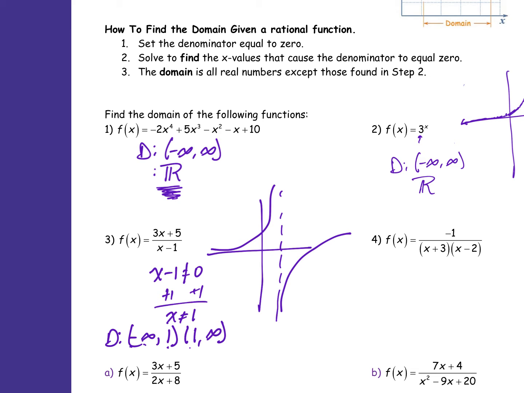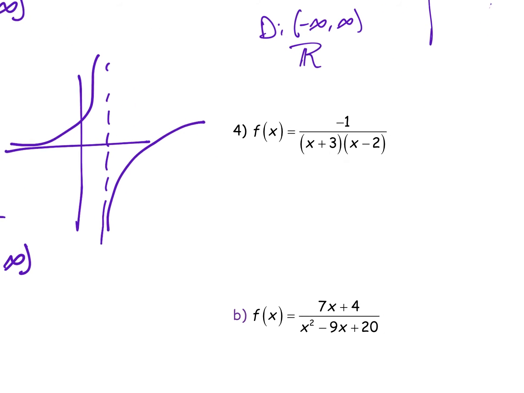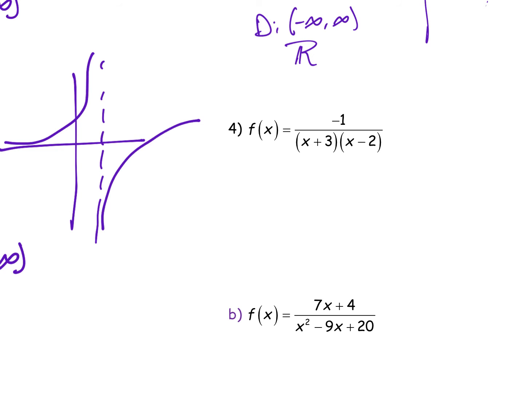With most polynomials, it's all negative infinity to infinity. Most rational functions, you'll have it at both ends with some sort of break in between them. Unless I have some restriction on my domain. And none of the problems will have any restriction on your domain.